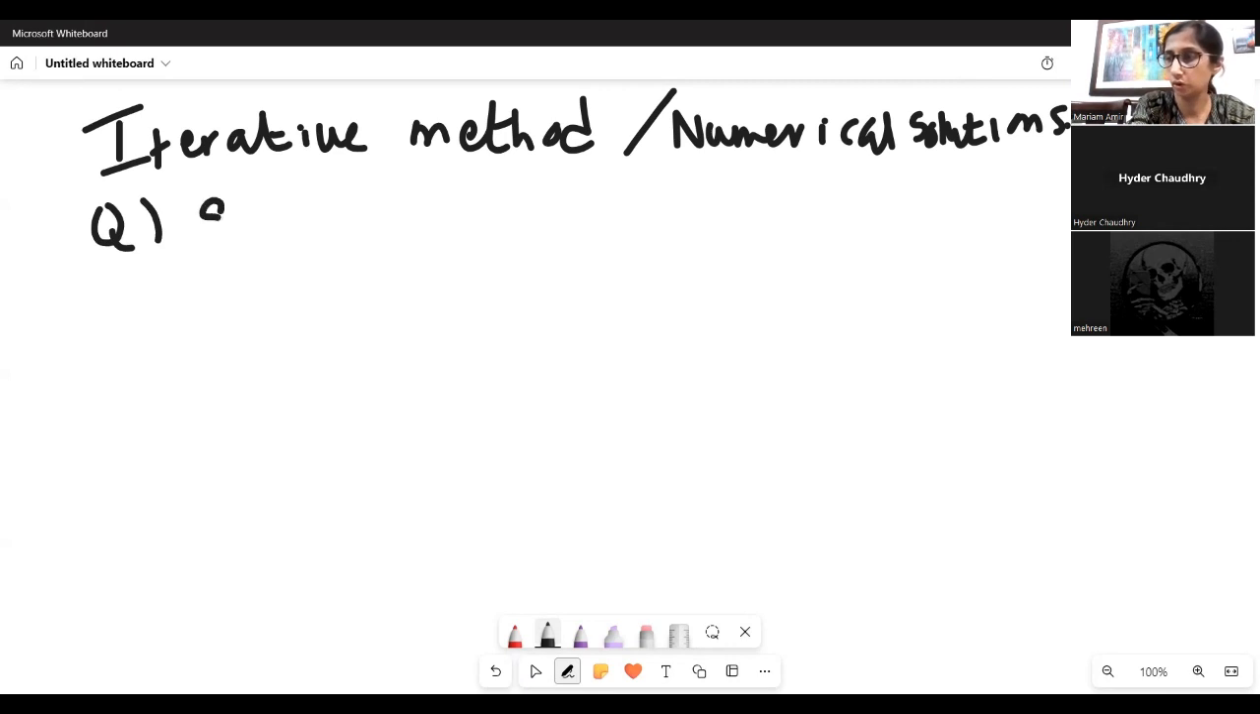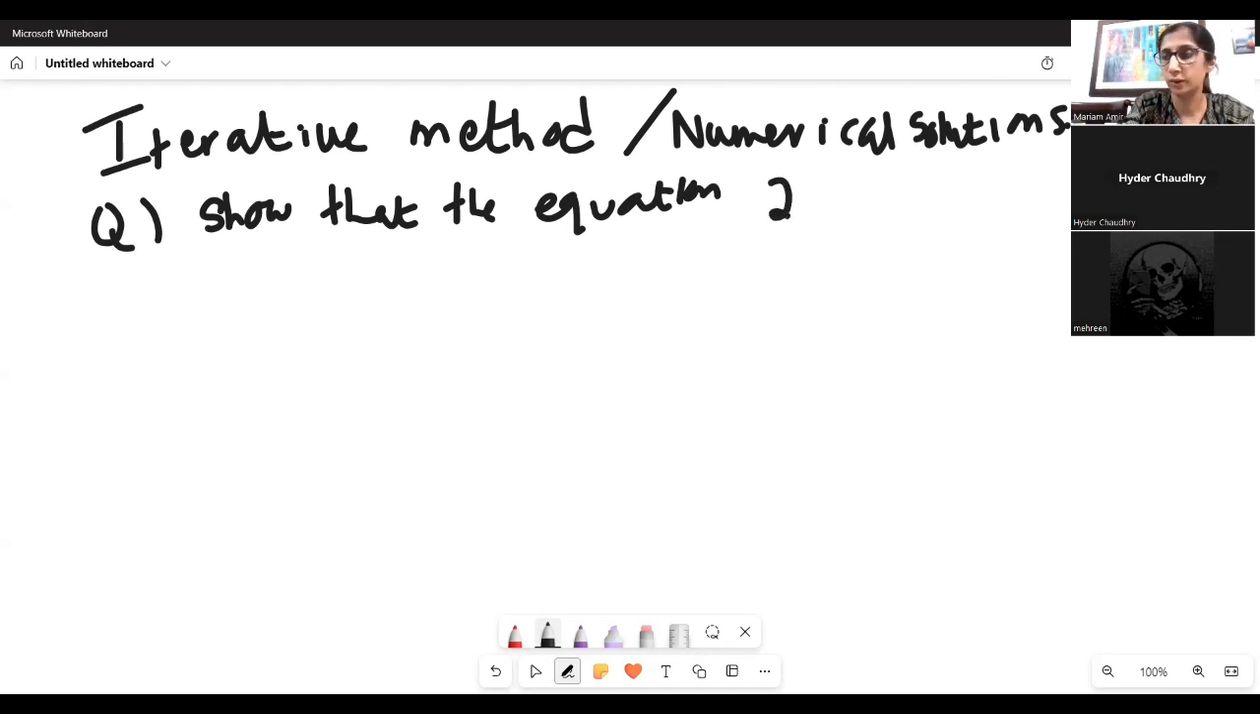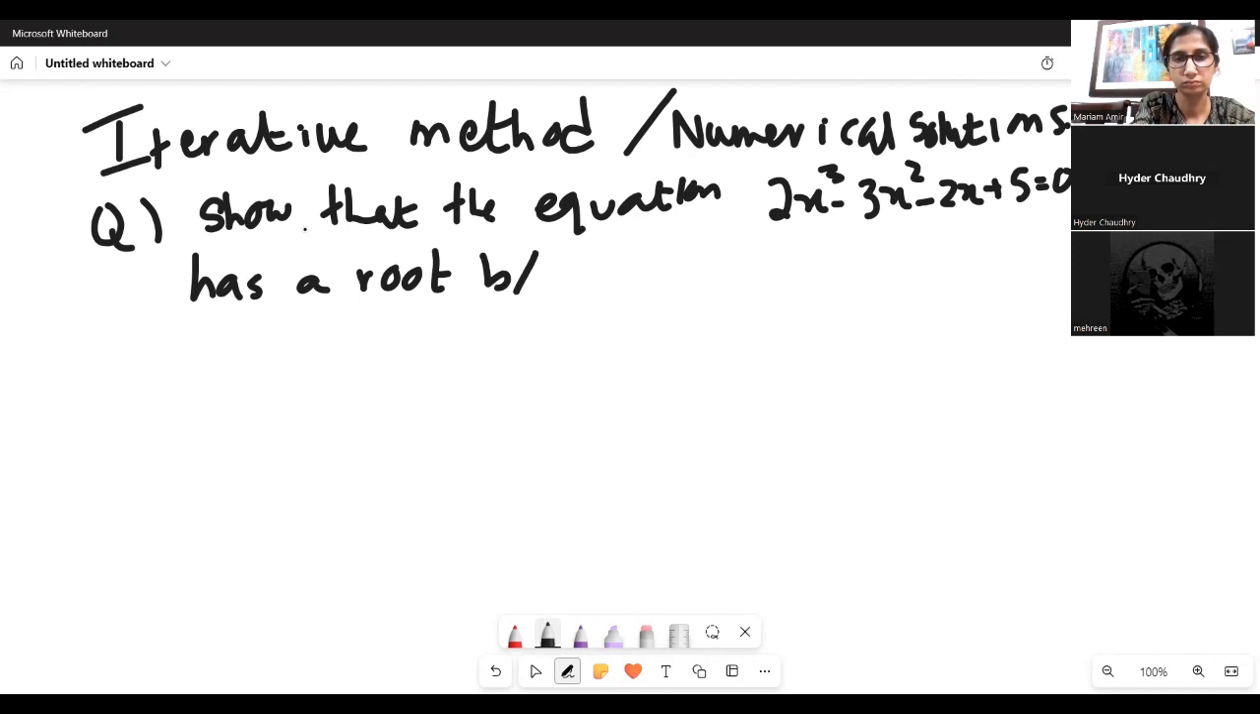Question is, show that the equation 2x cubed minus 3x squared minus 2x plus 5 equals 0 has a root between minus 1.5 and 1. Now, what is a root of an equation?